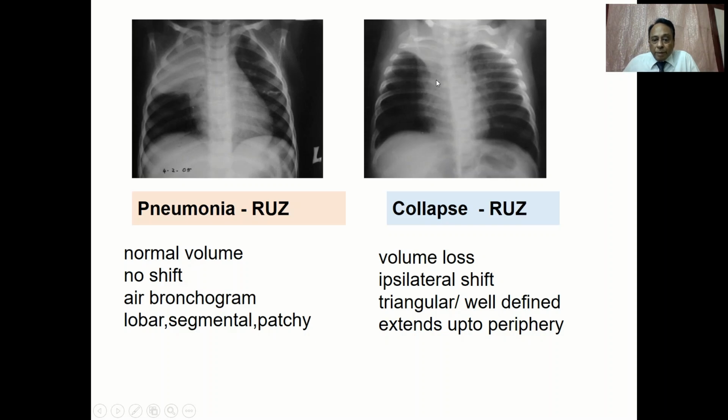So you can see the triangular shadow. It's a well defined triangular shadow. It extends up to the periphery. And there is an ipsilateral shift of the mediastinum. You can look at the mediastinum here. Normally it is one third and two thirds. Here the mediastinum is shifted to the right side. So collapse is the one that is triangular and extends up to the periphery.